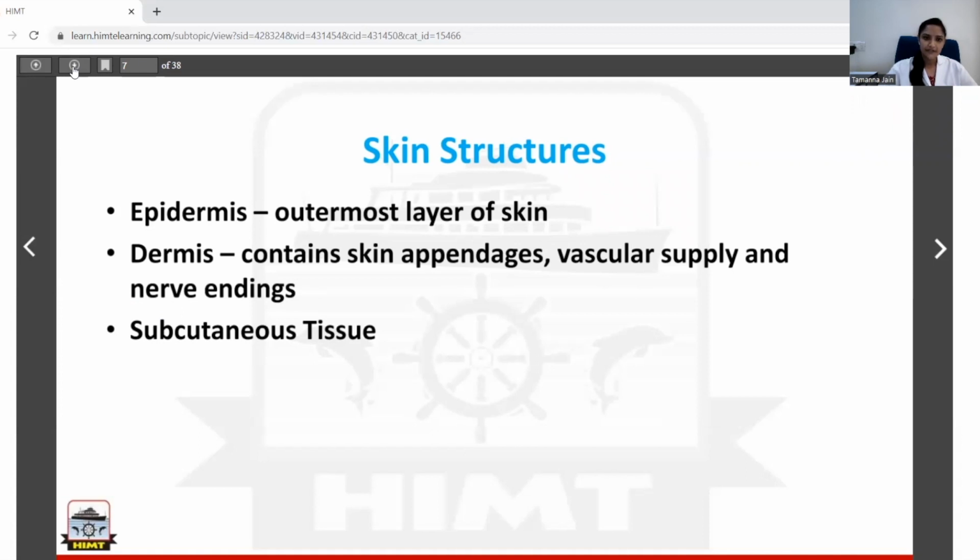The last layer of the skin is subcutaneous tissue. Subcutaneous tissue can also be referred to as hypodermis. So either you call it subcutaneous tissue or you can also call it hypodermis. So these are the 3 layers of skin. Once we know the 3 layers of skin, we can easily classify first degree, second degree, and third degree burns.